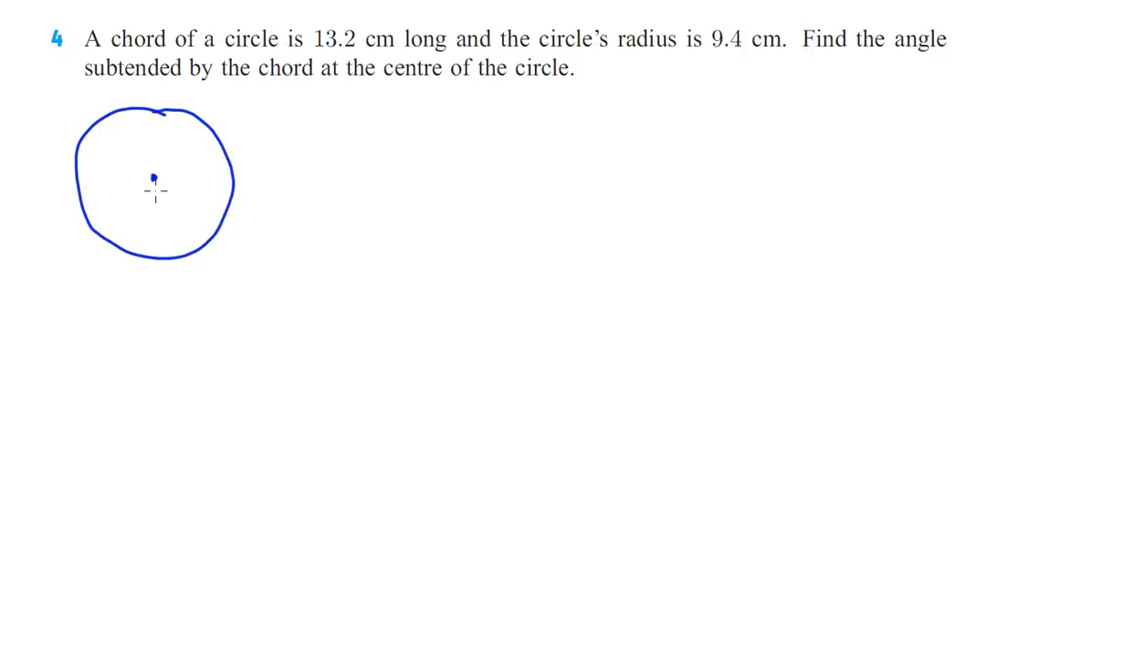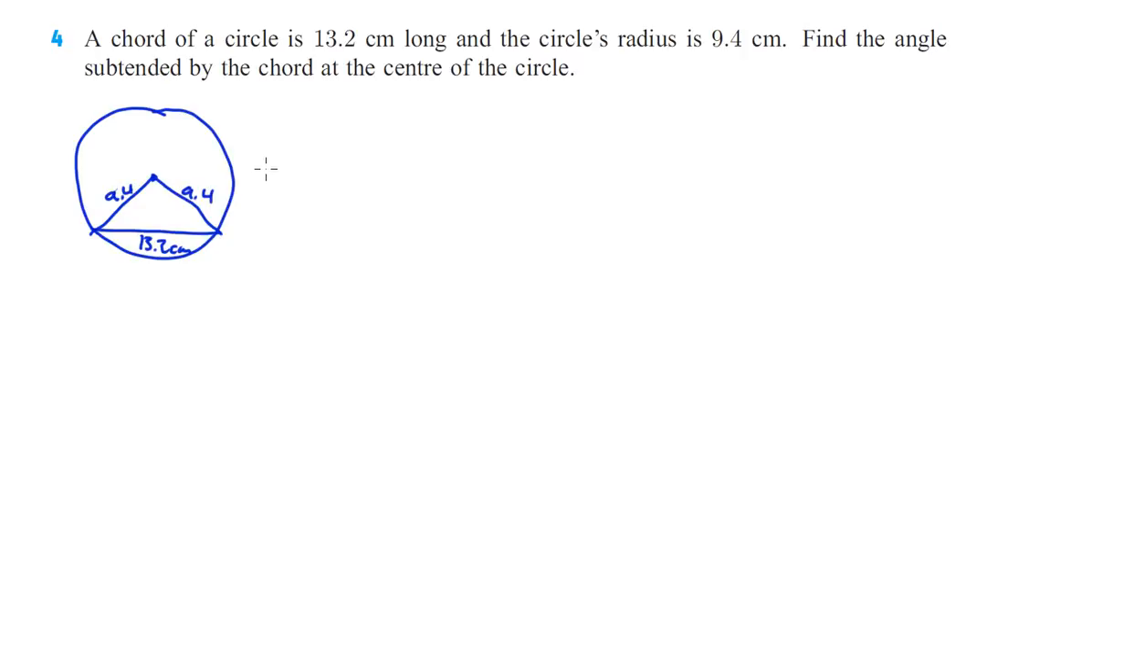We've got a chord that's 13.2 centimeters long, so we'll call that 13.2 centimeters. That's a chord. It goes from one side to the other. It doesn't necessarily have to go through the middle. That would be a diameter. The radius is 9.4, so we can say this is 9.4. And just to make this easy, I'm going to draw this over here also at 9.4.